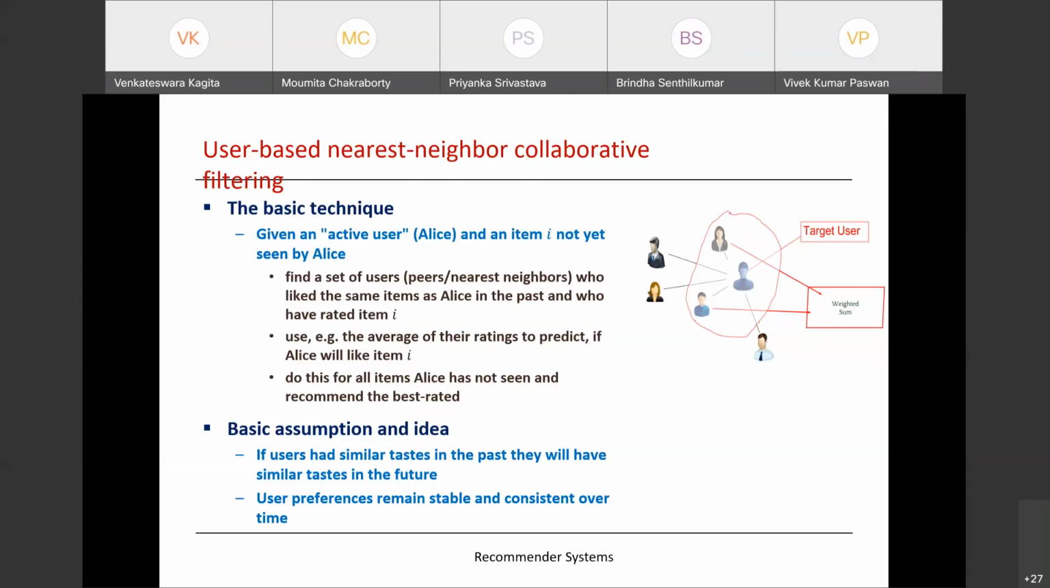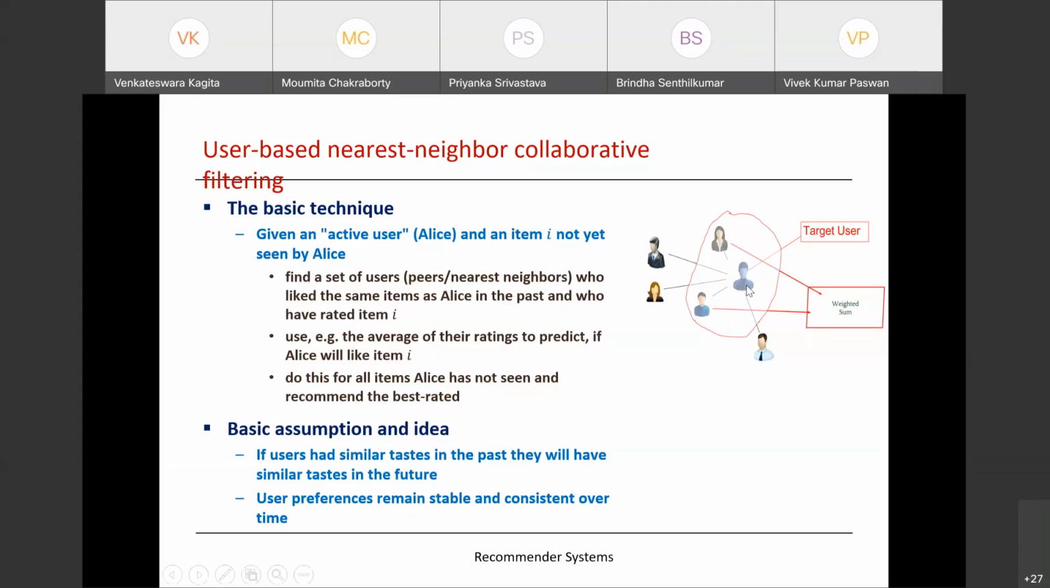Okay, and we do this for all the items Alice has not yet seen and recommend the best rated items. So we predict the items that are not seen by Alice. We rank them according to this predicted rating and we recommend the top K items to this target user. Right? So is that clear?